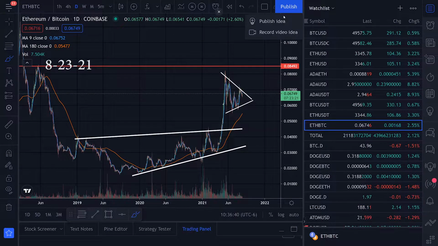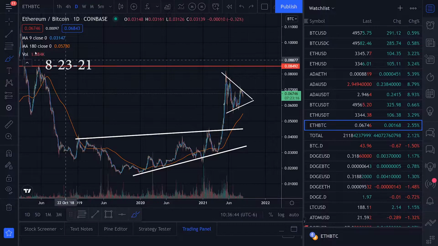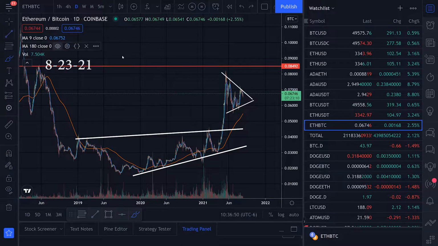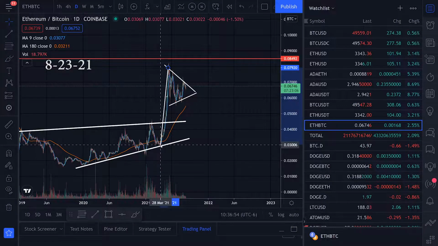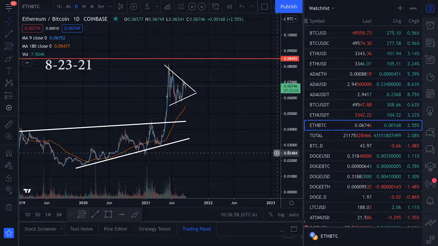But it still looks like a pennant pattern, which means if we break to the upside of this, it will be good for Ethereum compared to Bitcoin. You'll be wanting to look at Ethereum more than you want to look at Bitcoin. And in general, this is still looking good for Ethereum. So that's kind of what I'm thinking on that.